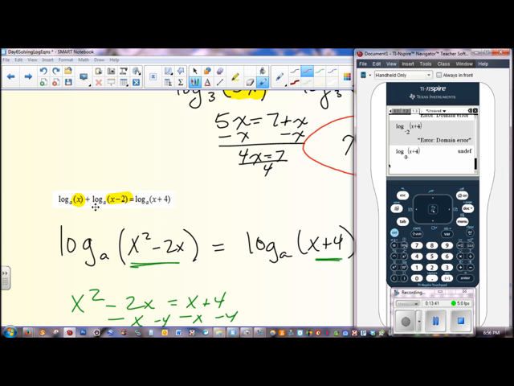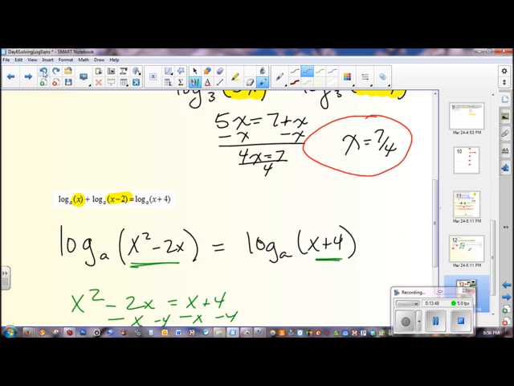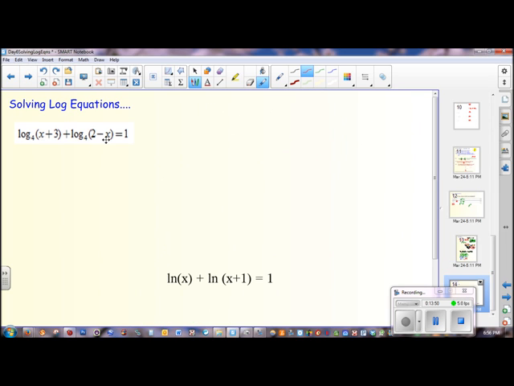The goal when you're doing these is for you to be able to solve and come up with that x in the argument. So we'll move on to the next problem here. Okay, continuing solving the equations. This one's a little bit different.